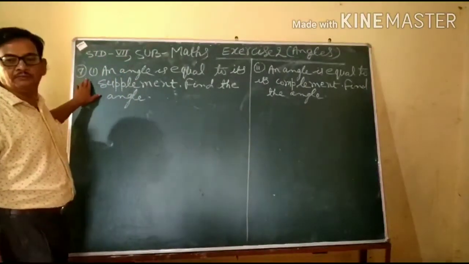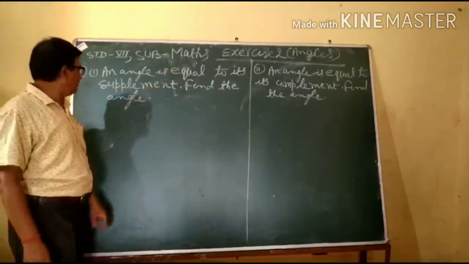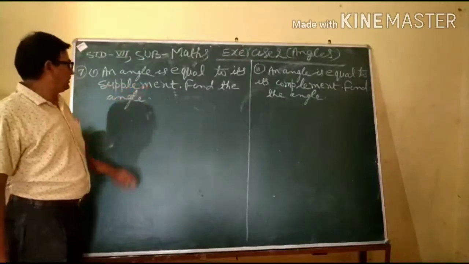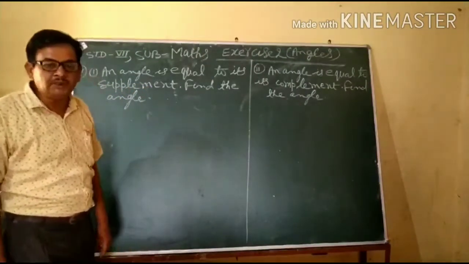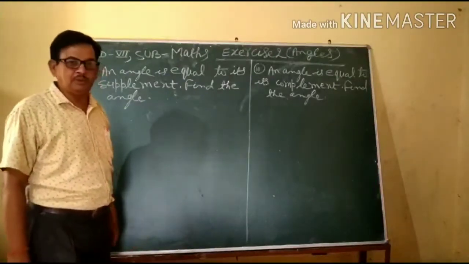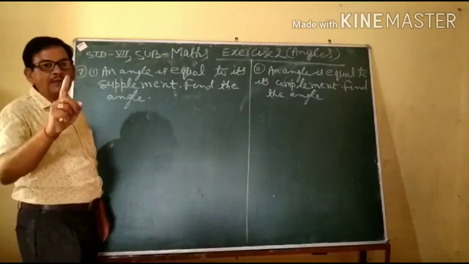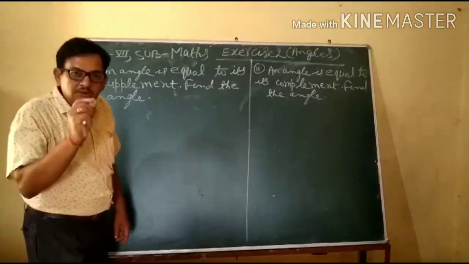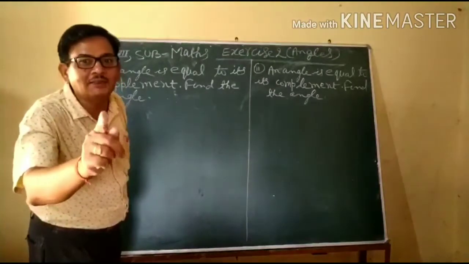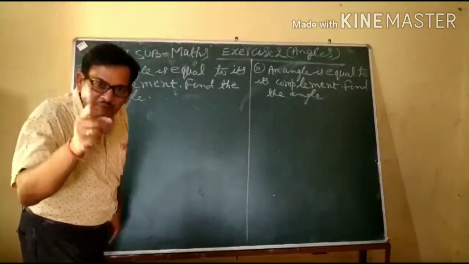Question number 7, first. An angle is equal to its supplement. Find the angle. My dear students, I have given you the definition. What do you mean by supplementary angles? If the sum of two angles is 180 degrees, then they are called supplementary angles.